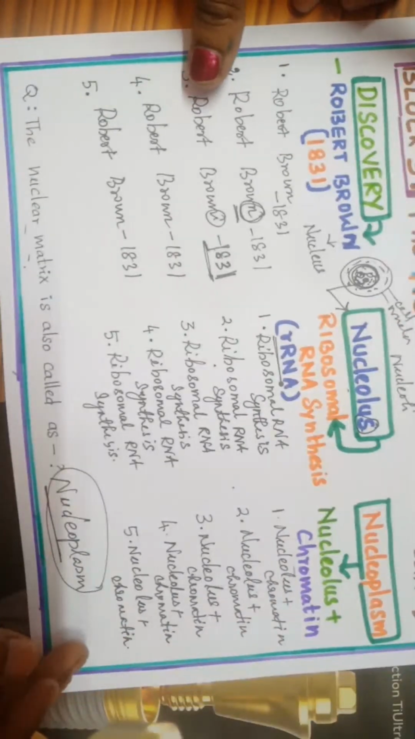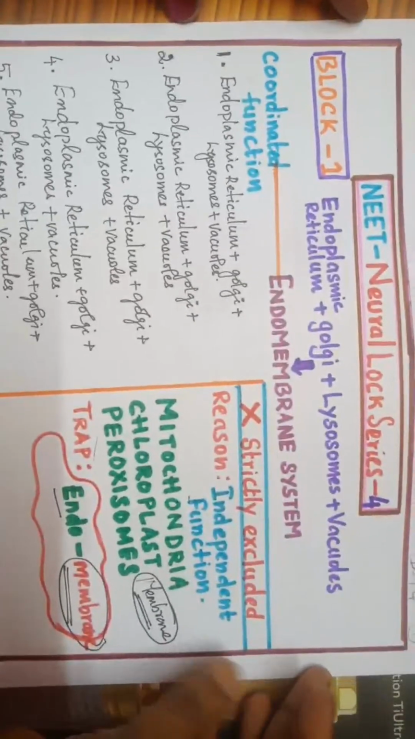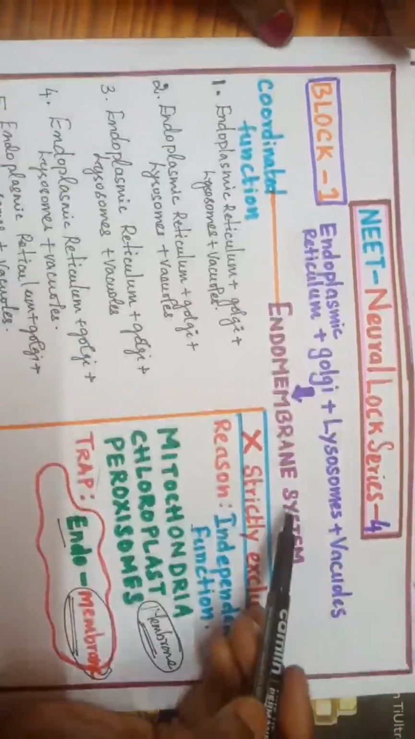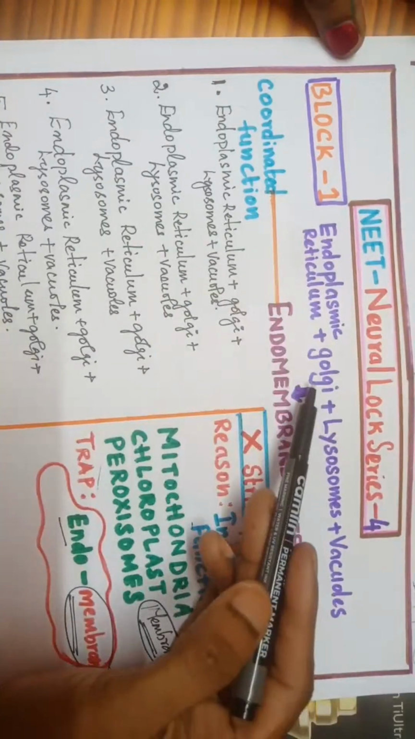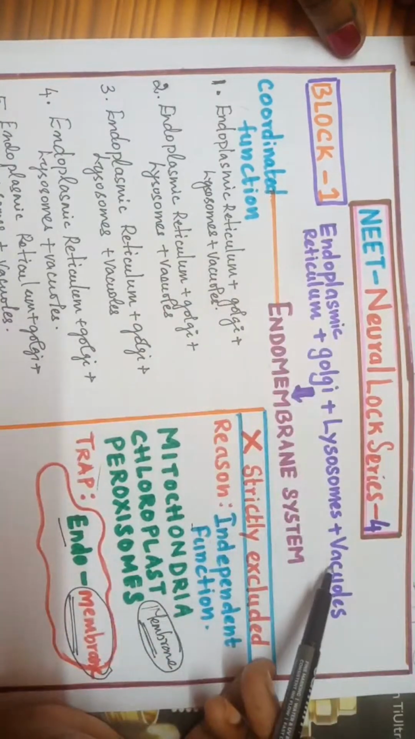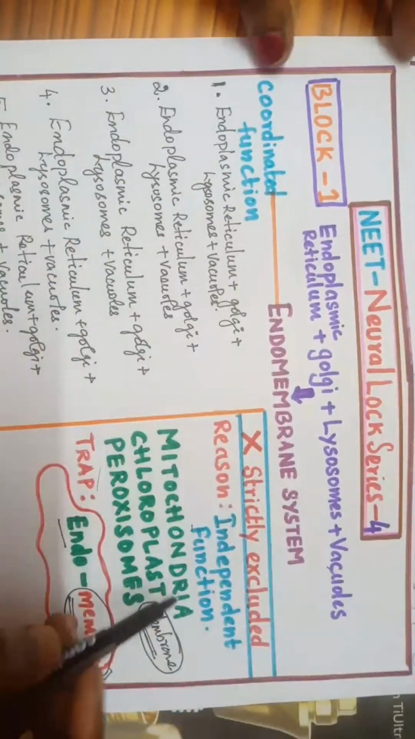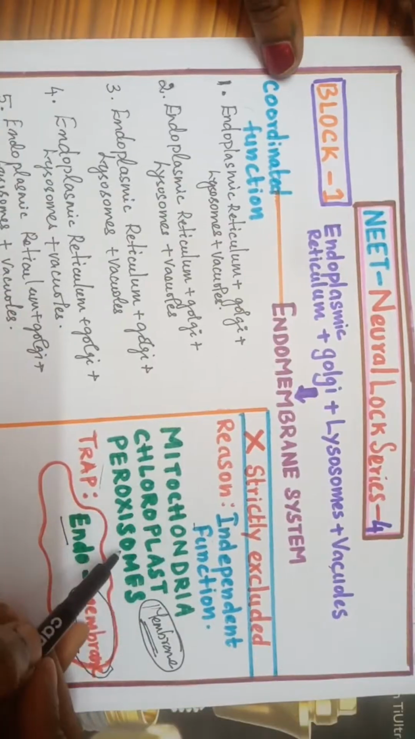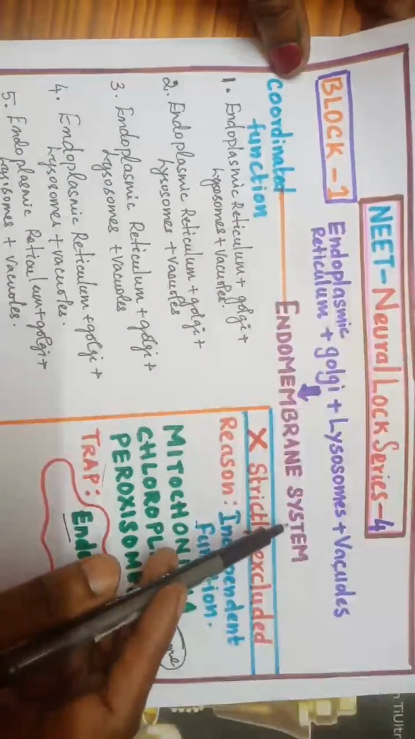Now, shall we do a quick recap? So, this is block 1. In this, what are the organelles of the endomembrane system? You have endoplasmic reticulum, Golgi apparatus, lysosomes and vacuoles, because all 4 have coordinated function. I will avoid these choices because they have independent function. They are in no way related to the endomembrane system.